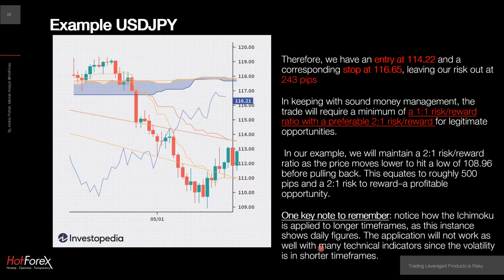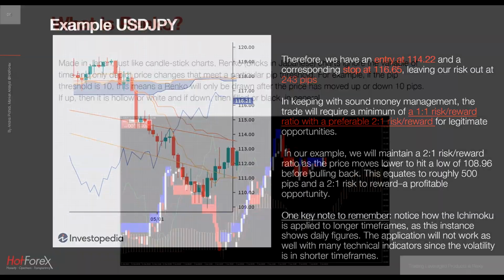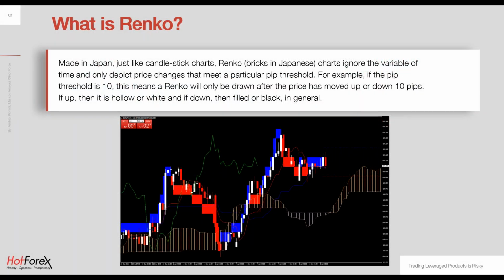So one keynote to remember, notice how the Ichimoku is applied to longer time frames. As this instance shows daily figures, the application will not work as well with many technical indicators, since the volatility is in shorter time frames. So that was the example. We have finished with the examples. We have done 3 examples for Ichimoku. Let's move on with Renko.